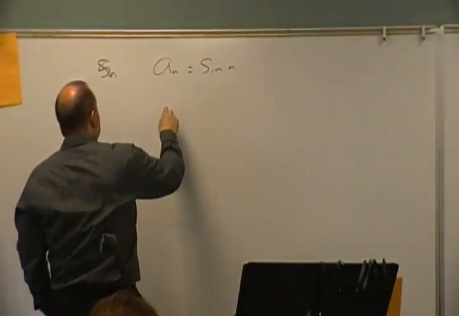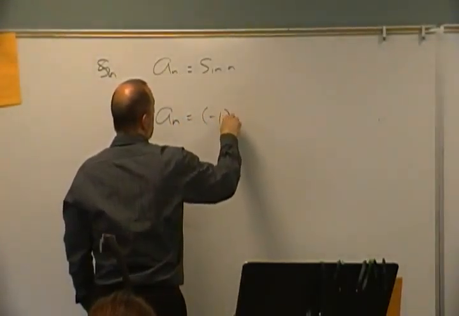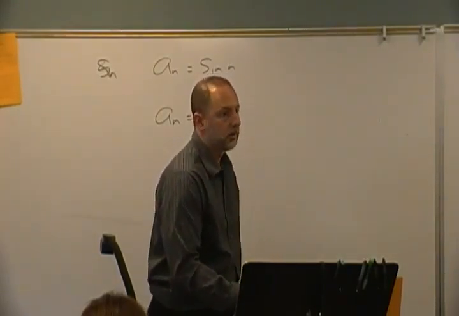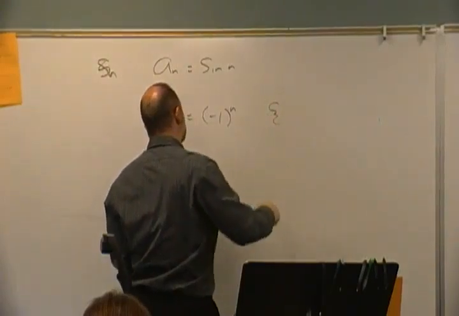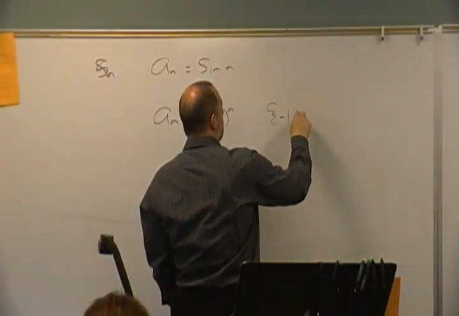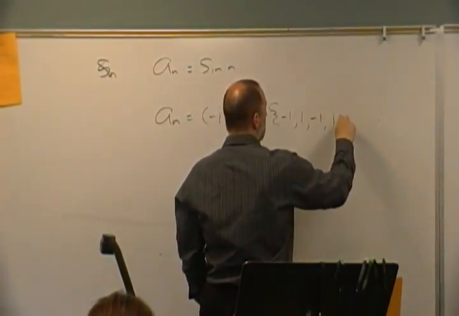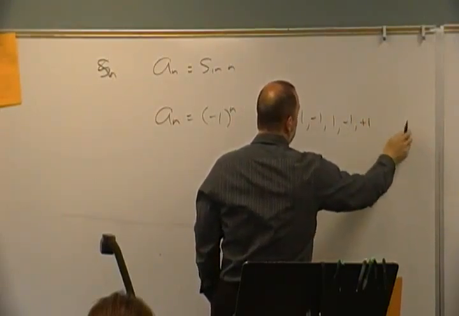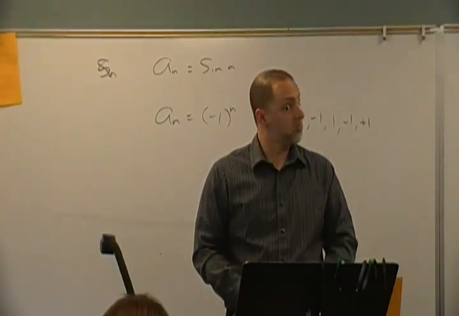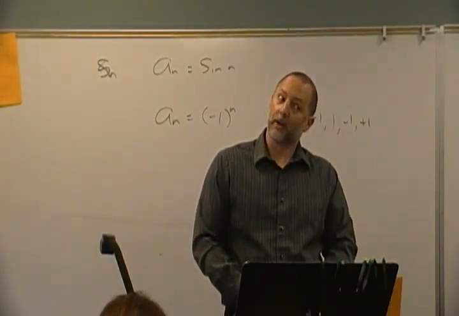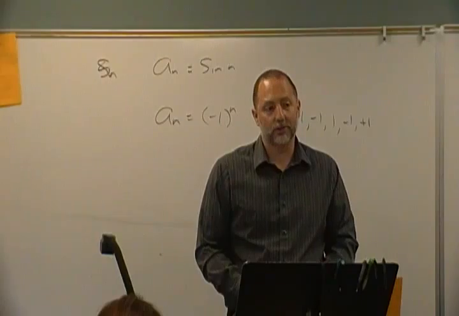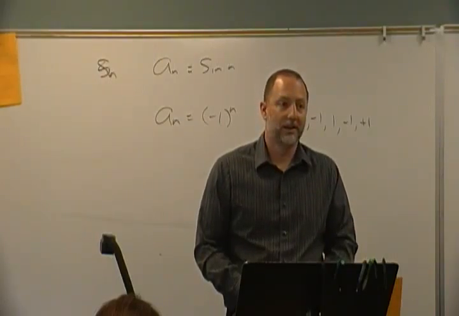What if A sub n equals minus 1 to the n? What does my sequence look like then? Assuming we start with n equals 1, what's our sequence? Negative 1, positive 1, negative 1, positive 1, negative 1, positive 1. What happens if I add those all together? You don't get an answer, because it keeps on going. Well, it depends. If I add an odd number of terms, I get minus 1. If I add an even number of terms, I get 0.